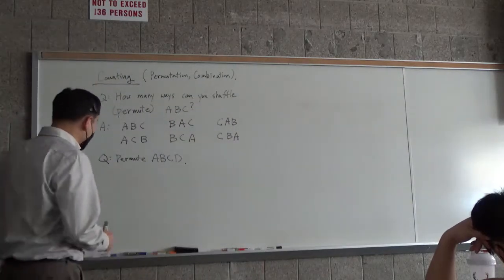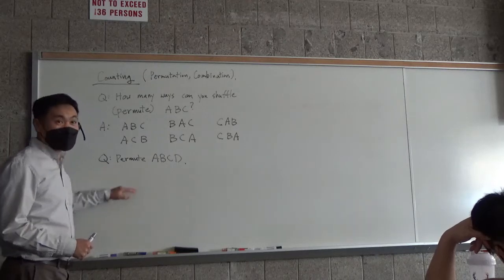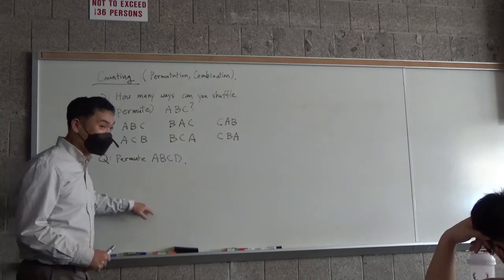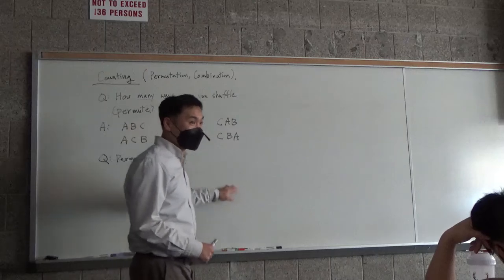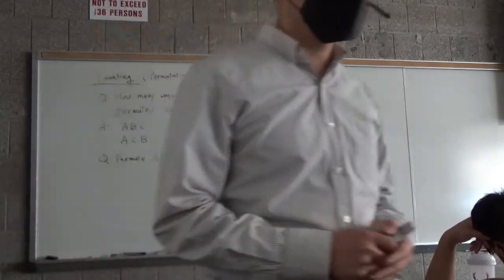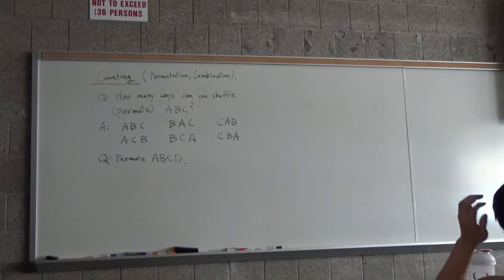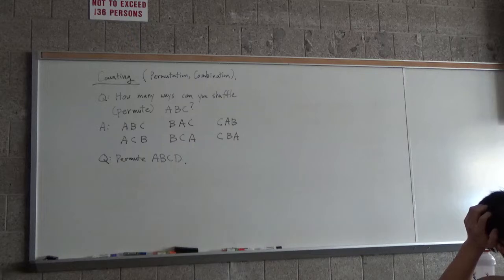And to give you further hints, actually it'll be 6 each. So you'll have 6 of them starting with A, 6 starting with B, 6 starting with C, and 6 starting with D. And we can't repeat any letters in there. All the letters must be used exactly once.